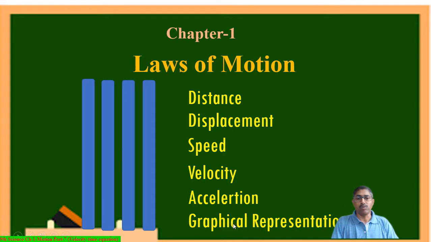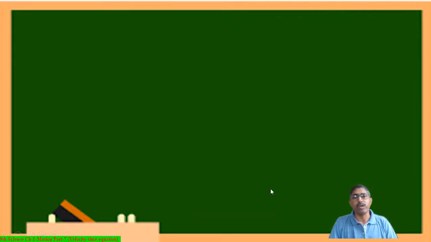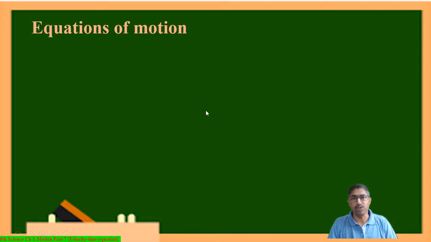And afterwards we have seen the graphical representation, that means the graphs for uniform motion, uniform velocity and uniform acceleration. In this video we are going to learn the equations of motion. There are three equations of motion. Who discovered them? Isaac Newton gave us these equations.